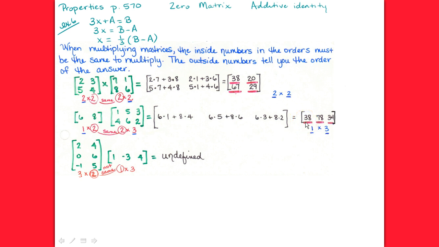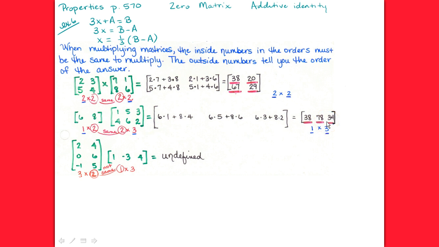To figure out what goes in the first row, second column, I'm going to do first row times second column. So 6 times 5 and 8 times 6. And then to figure out what goes in the first row, third column, I'm going to do first row times third column. So 6 times 3 and 8 times 2.